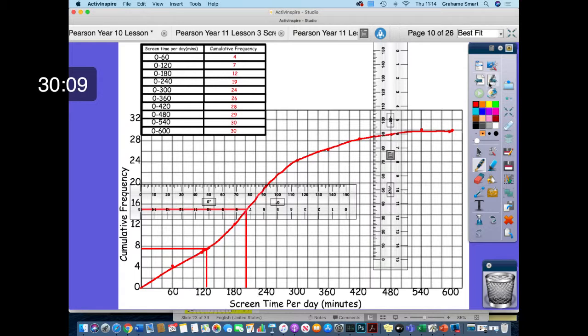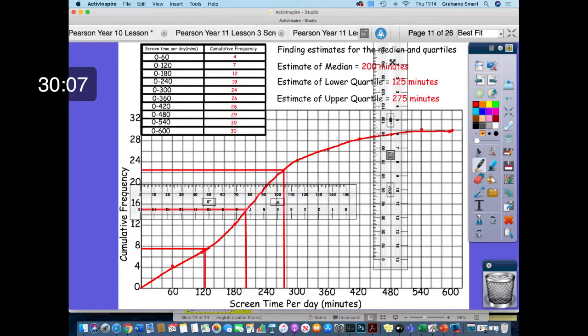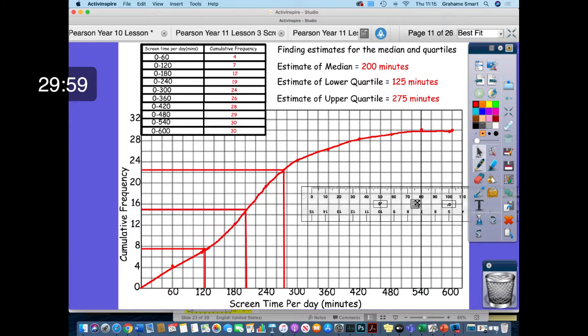Let's just look at a finished version that I've actually done earlier. And I've put the upper quartile on here as well. Just get these rulers out of your way. Let's just close that one as well. And the estimate of the median is 200 minutes, which we already did. The estimate of the lower quartile, which we did in real time, was 125 minutes. And the estimate of the upper quartile was 275 minutes.